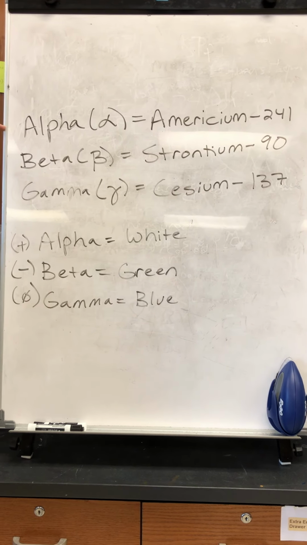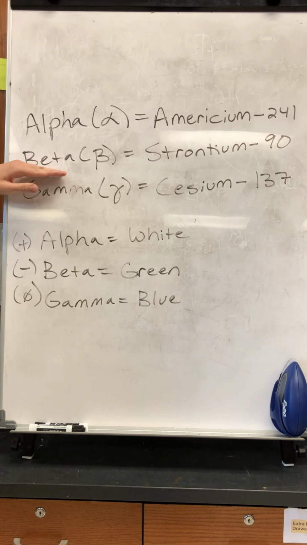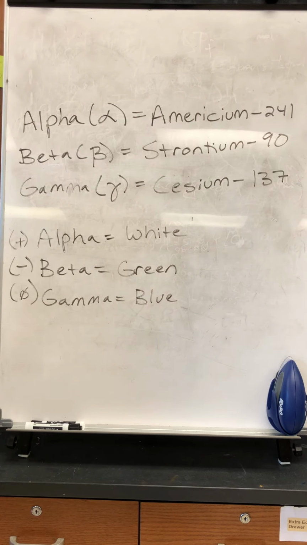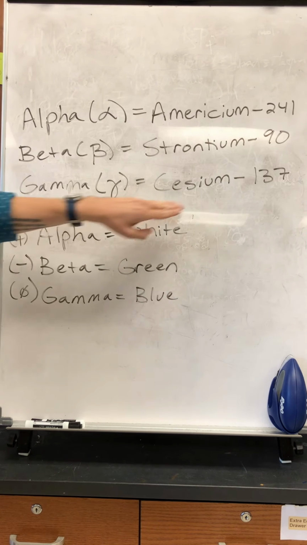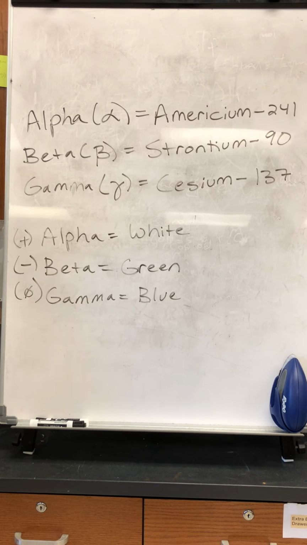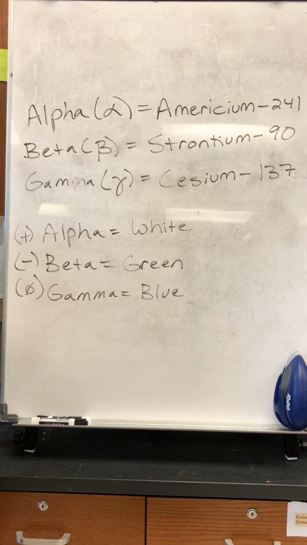Our alpha source is americium-241, like I just said. Our beta source is strontium-90, and then our gamma source is cesium-137. These are the three radioactive sources that we're going to be using in this experiment.